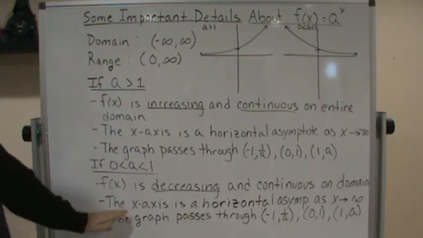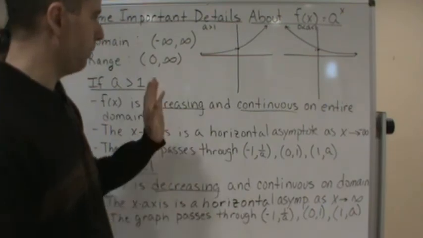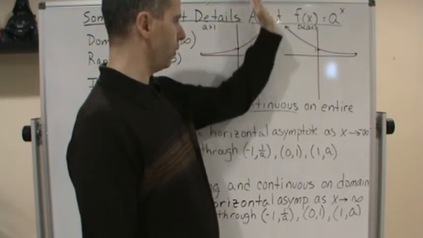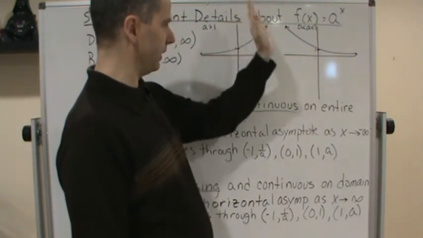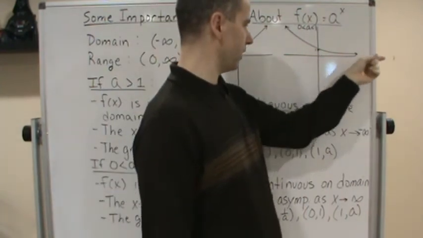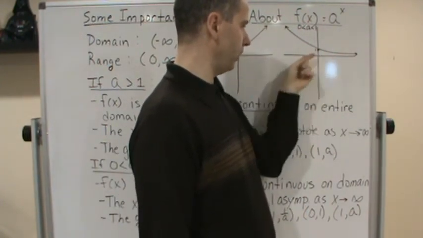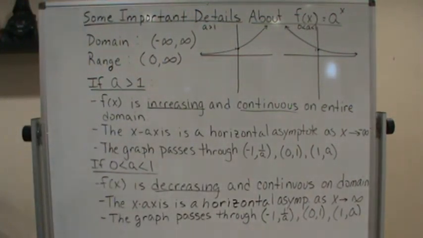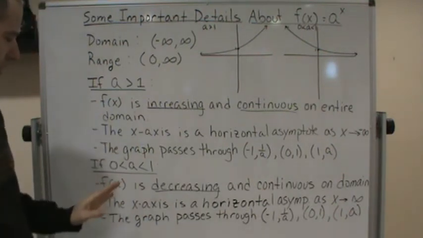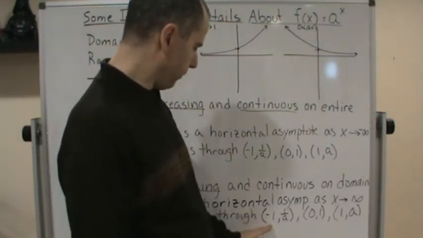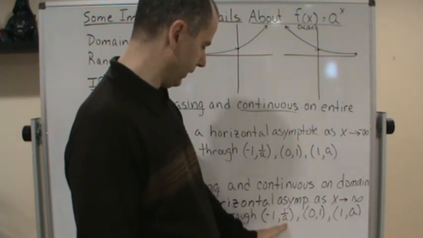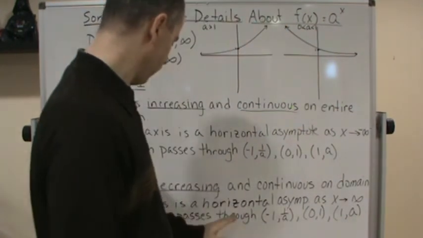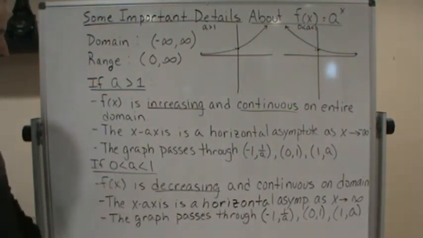And then the x-axis is, again, a horizontal asymptote, but it's a horizontal asymptote as x goes to positive infinity. Over here, it's going off to positive infinity in the y direction, but here it's getting closer and closer to y equals 0. So again, notice the difference in the graph. But the graph still passes through the 3 points, (-1, 1/a), (0, 1), and (1, a). But remember, in this case, a is a number between 0 and 1.